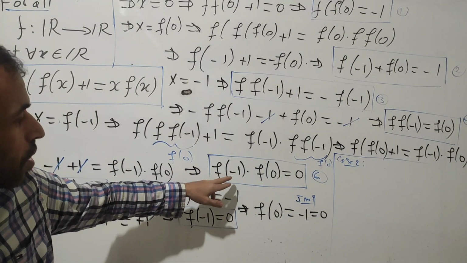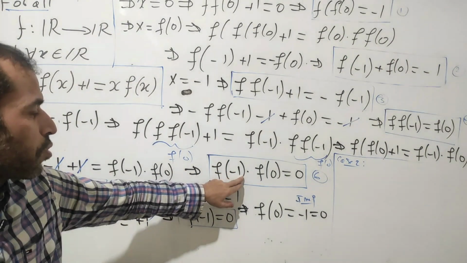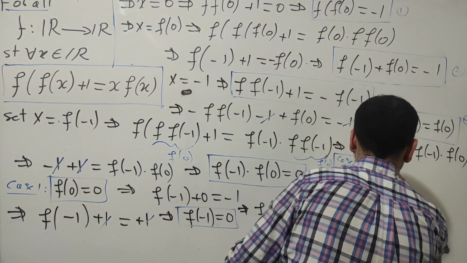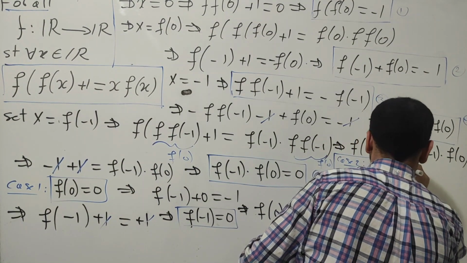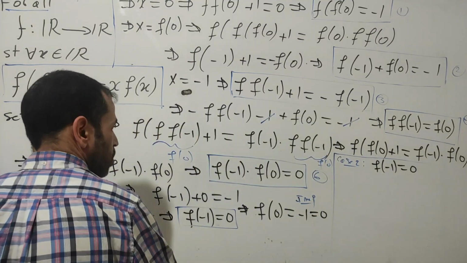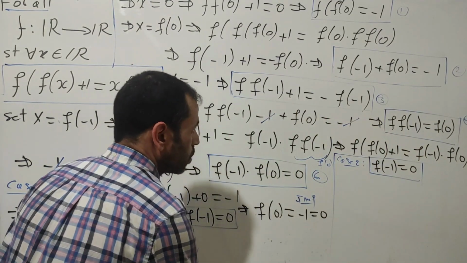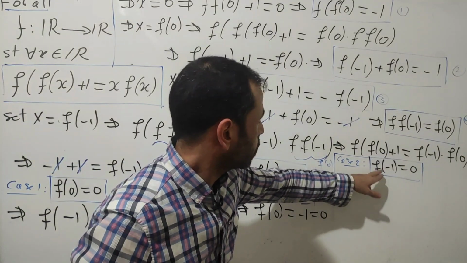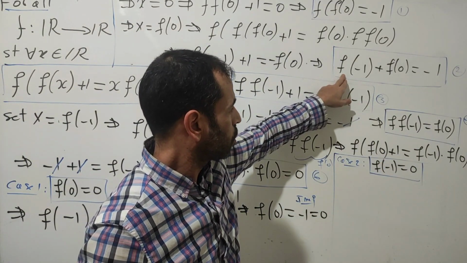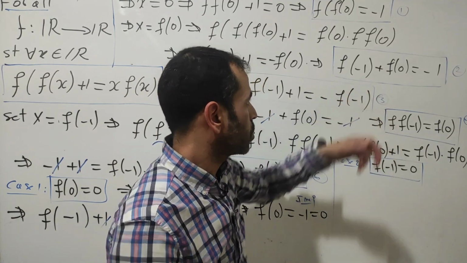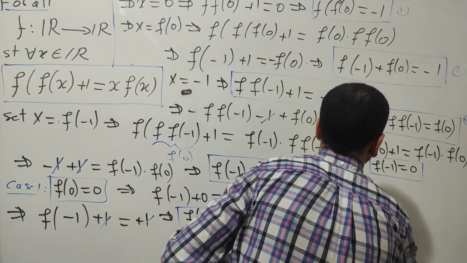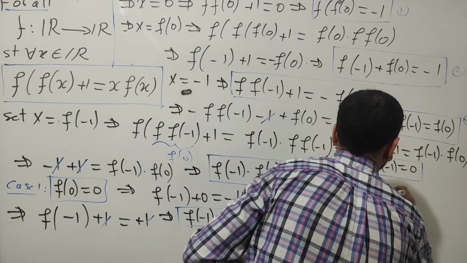Let's check case number 2, which is f of minus number 1 equals 0. So let's take f of minus number 1 equals 0. Let's box this one to make it more clear. Now back again to the second equation. Replacing f of minus number 1 with 0, the second equation becomes f of 0, which equals minus number 1.